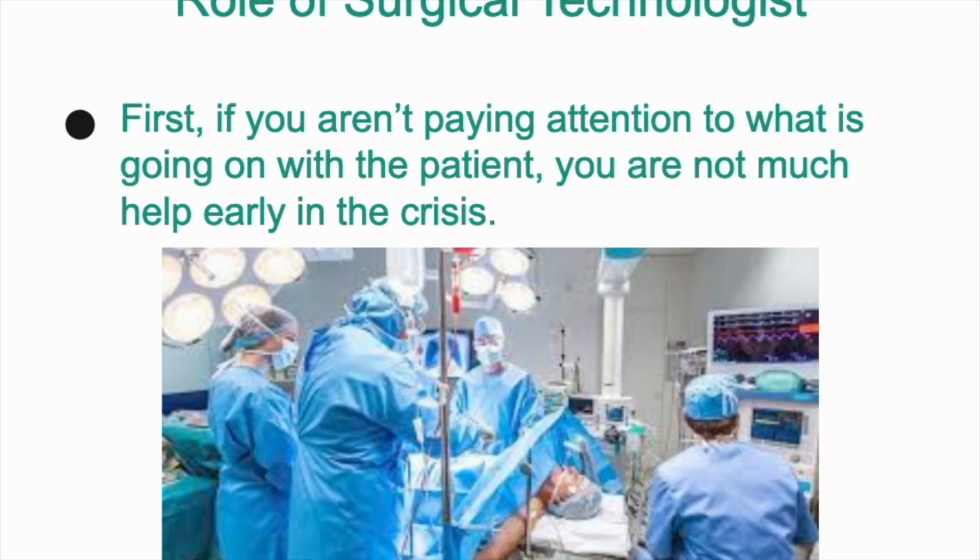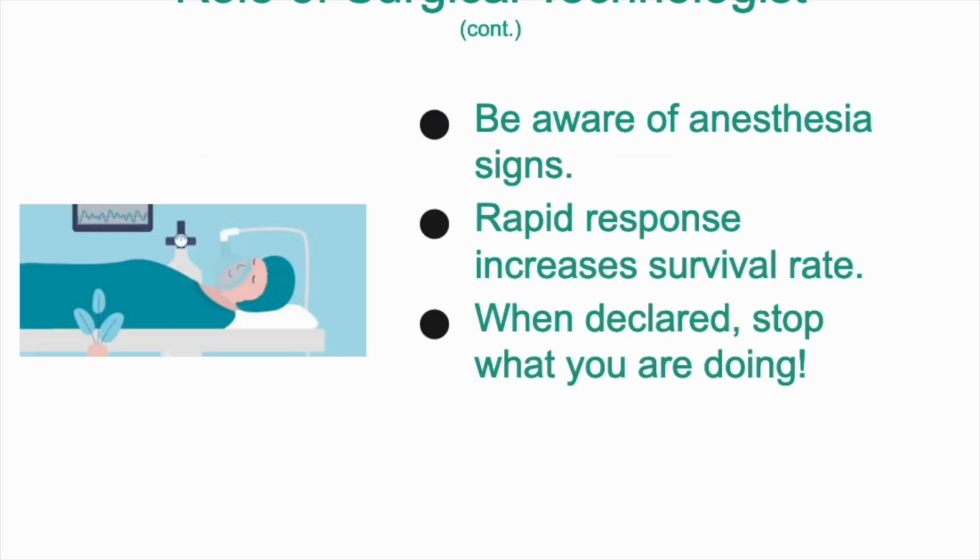First and foremost, stay alert, focused on the patient and the environment. If you're not paying attention, you can't help identify or respond to a crisis early on. Awareness is key to providing effective assistance when needed. Again, be aware of the clinical signs of crisis and be prepared to act quickly. Focus on the patient and assist the anesthesia provider as needed. If MH is suspected, the anesthesia and surgery stop immediately.